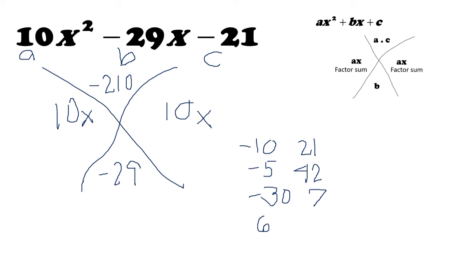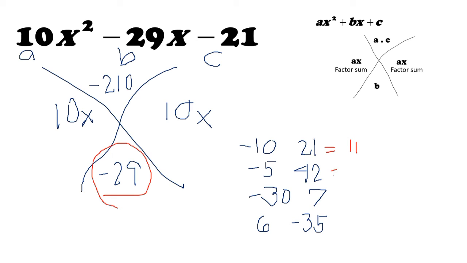6 times negative 35. Take note that one of the factors should be the same with negative 29. I have to stop it now, because as you can see here, the next thing that we should do is add both factors in each set that we have. So negative 10 times plus 21, and we have here 11.